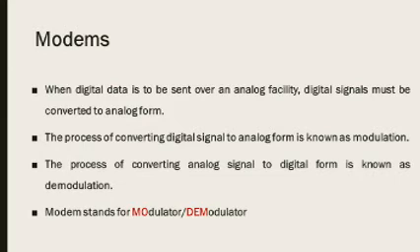Basically, while focusing on the topic of modems, we have to focus on modulation and demodulation. So what is modulation? When digital data is to be sent over an analog facility, the digital signals must be converted to analog form, and this process of converting the digital signal to analog form is known as modulation. So just converting from digital to analog. Just opposite to this is demodulation, which means converting the analog signal to digital form.